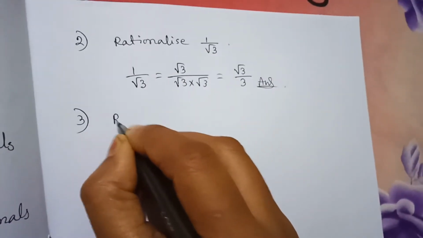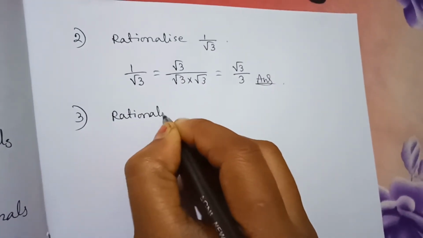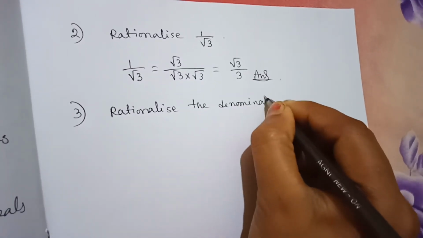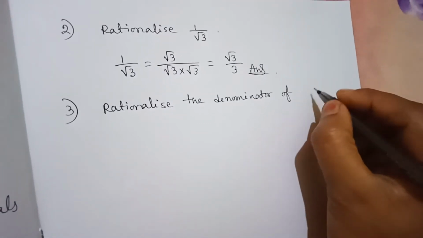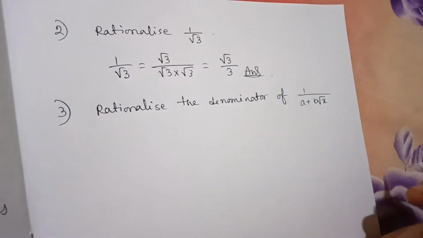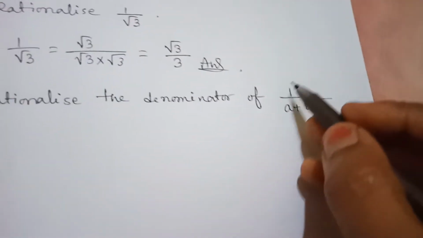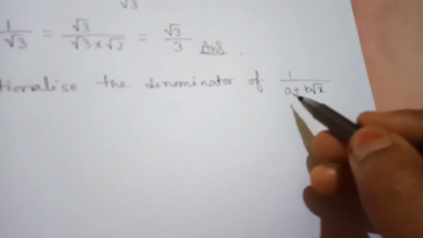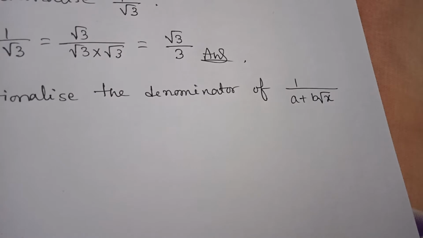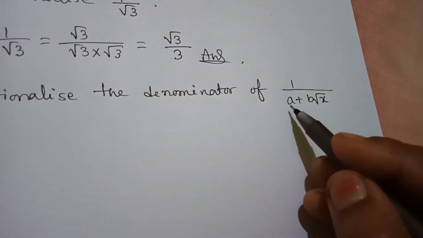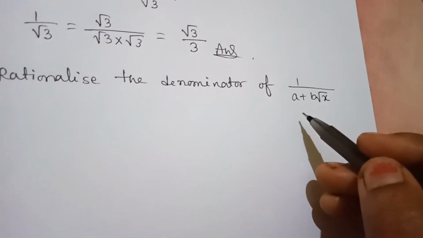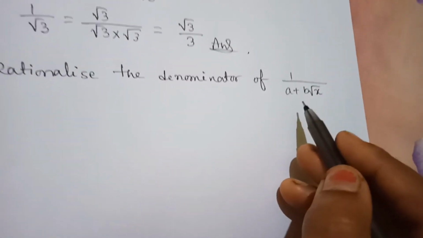Now there are many different types of questions. Now the next category is rationalize the denominator of 1 by a plus b root x. Okay, look, this we have to do, where a's value will be given, b's value will be given, and x's value also will be given. And this is a particular general one I am doing.